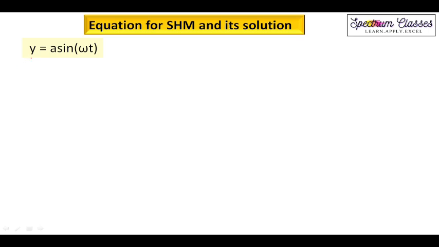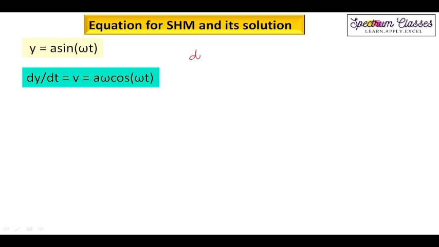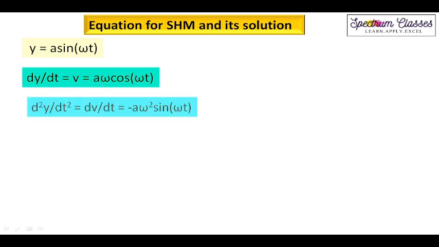Now if I want to find the velocity, velocity is dy upon dt, with respect to time. If I differentiate equation number 1 with respect to time, then I get the velocity. So a omega sine will convert into cos omega t. So this is our velocity. This we have derived mathematically as well as geometrically in previous videos.